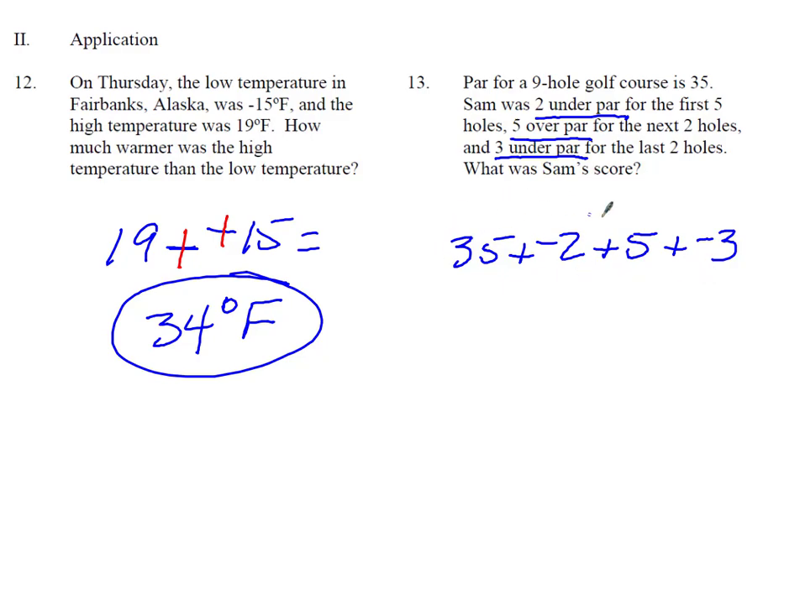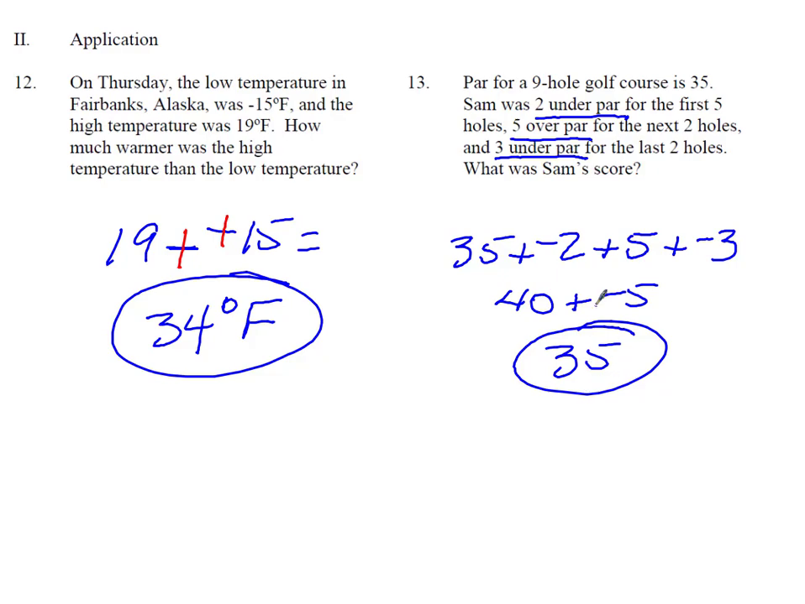So we take our positive numbers, 35 and 5 make 40. We take our negative numbers, put those together, and then we do one subtraction problem. Our signs are different, so we subtract and we get 35. So that means he actually shot par.